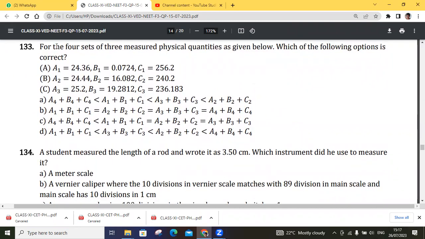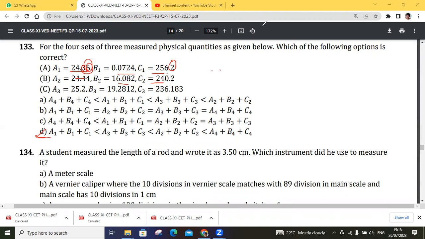So these four sets are there. What to do here is you add all of them, but use significant figures rules. In the addition rule, the least number of decimal places among them is the number of decimal places that should be there after the decimal point. Accordingly you round off, and then you will get the answer.